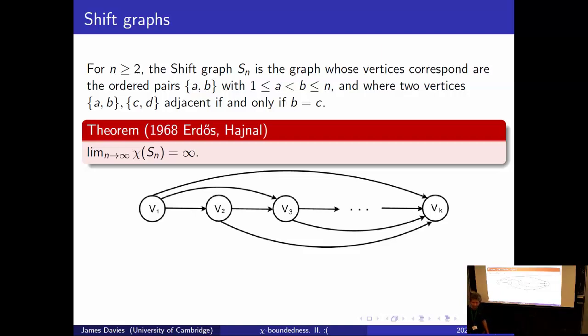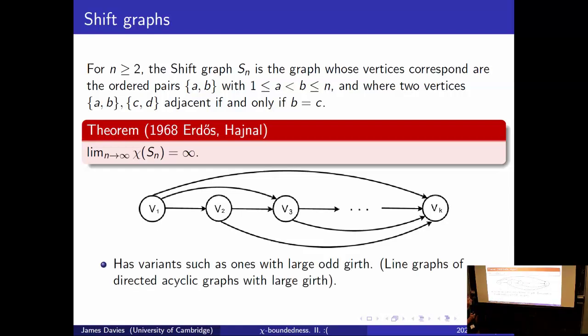What is the growth of the chromatic number? For these guys, it's log n. The proof I gave with multicolor Ramsey isn't going to get you log n, but you can come up with a better proof. Okay. So these large odd girth variants are these line graphs. There are also some variants where instead of looking at pairs, you look at triples or n-sets.